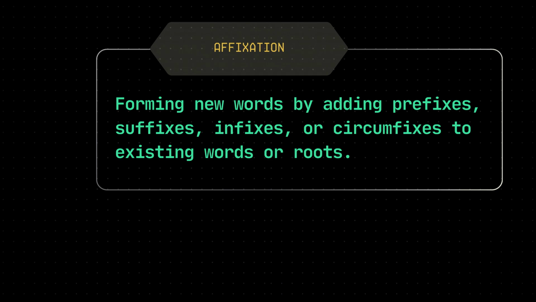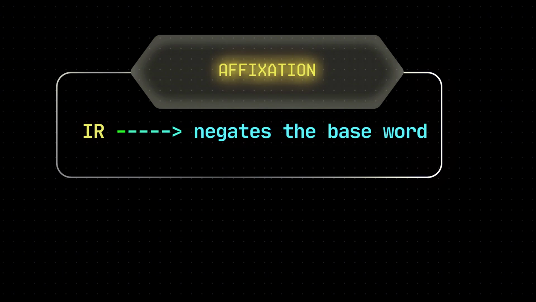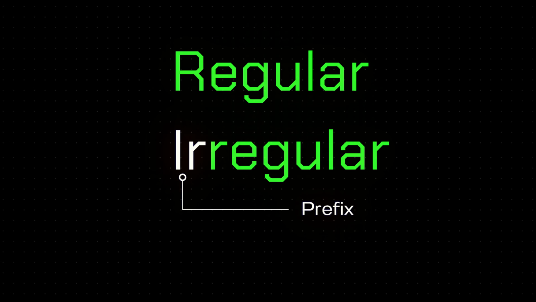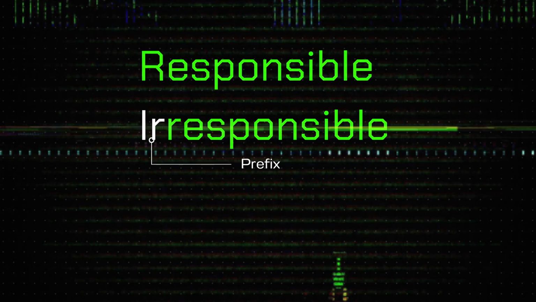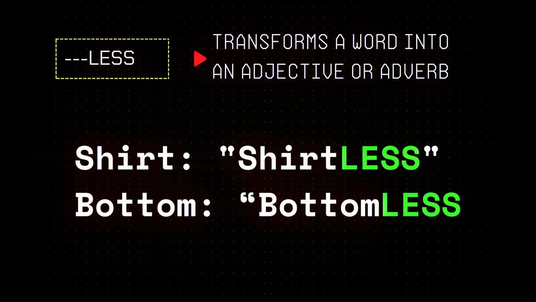You could use affixation to modify the meaning of a word that's already in your lexicon. You can see there's plenty of that in English. For instance, the prefix "ir" usually negates the base word. So you have regular, irregular, responsible, irresponsible. In the same way, the suffix "less" usually transforms a word into an adjective or adverb that means a lack or the absence of something. Shirt, shirtless. Bottom, bottomless.